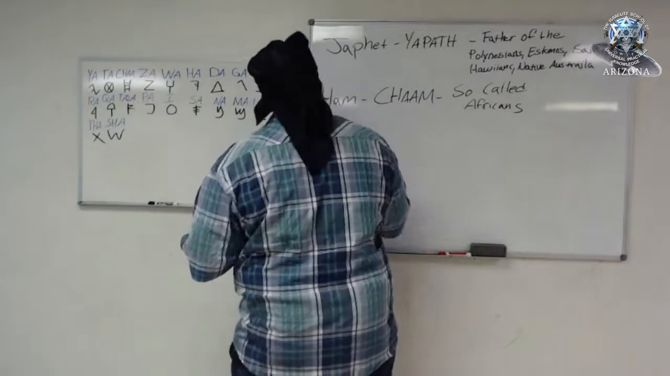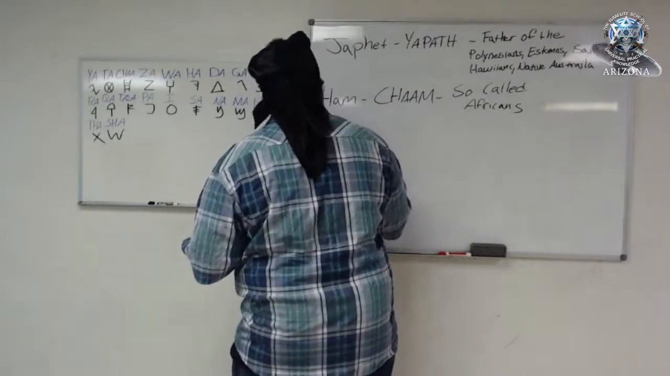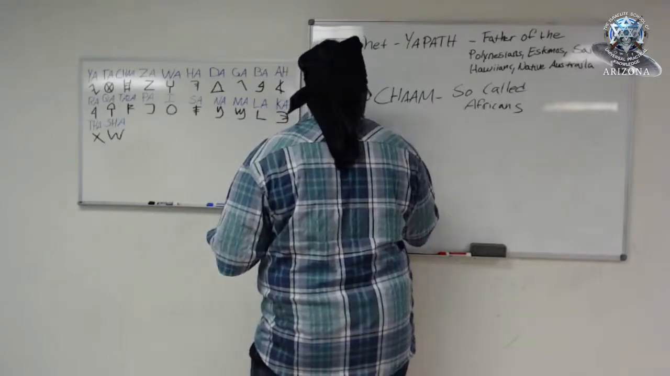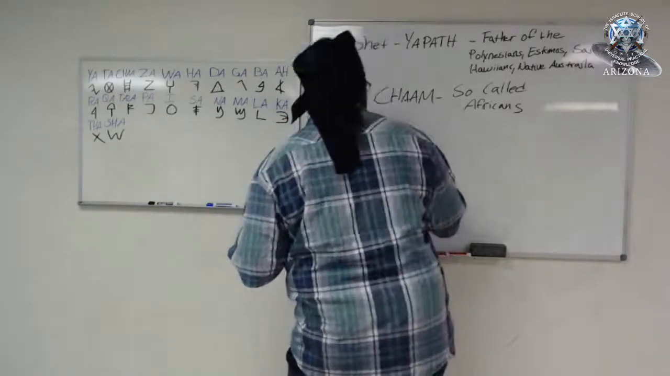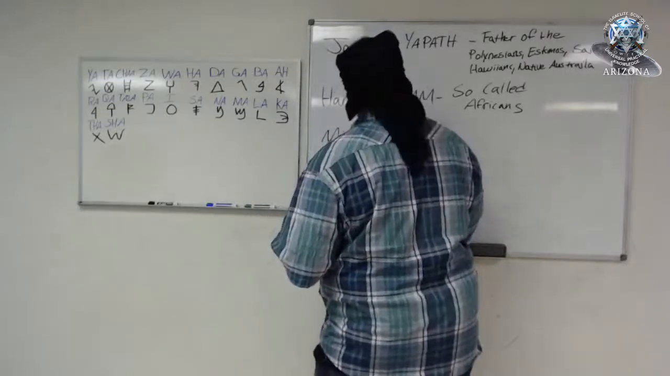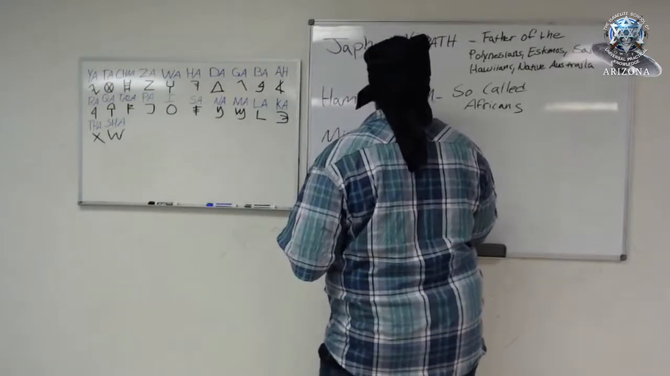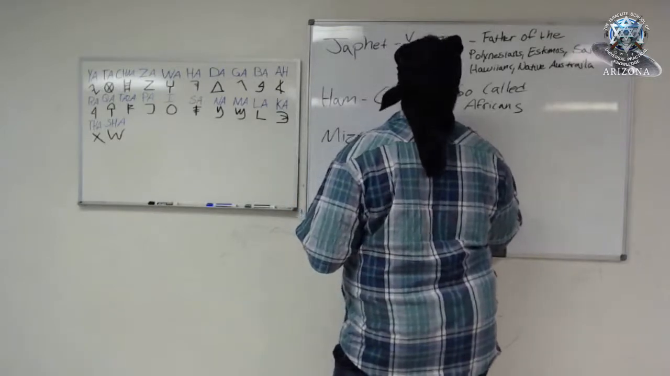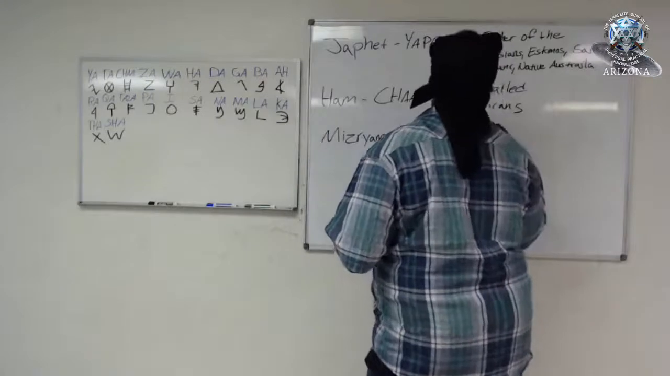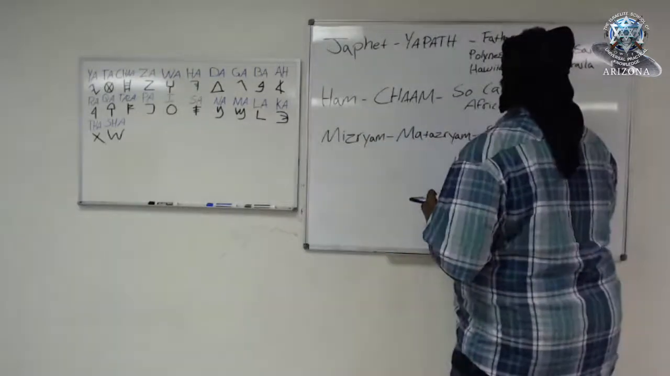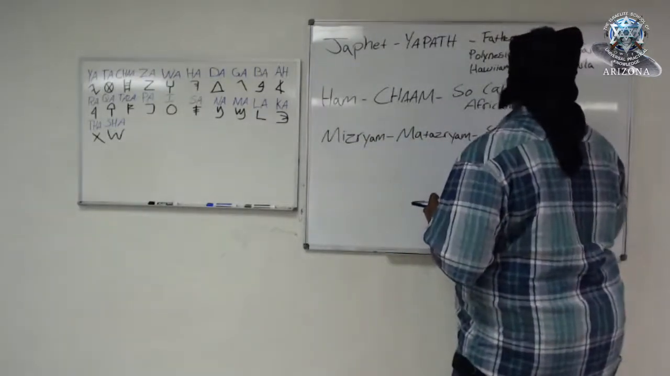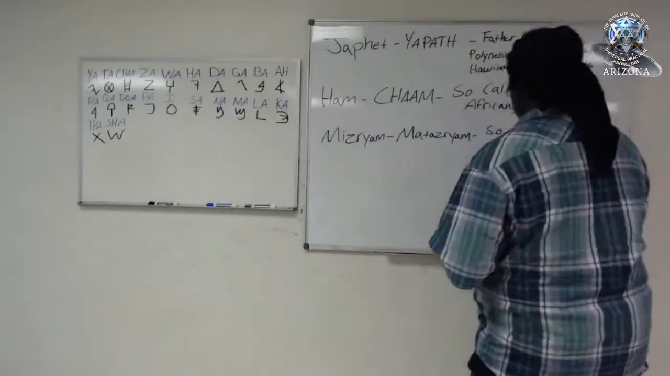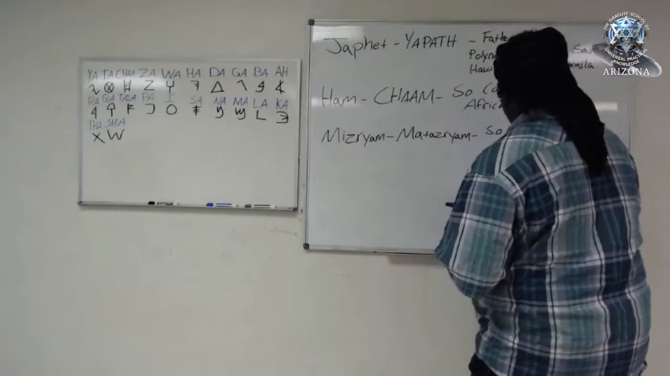All right, we have Mizraim, which should be your Egyptians. Just so I don't forget, Mizraim, Egyptians are Hamites. They're just this particular tribe of Hamites.